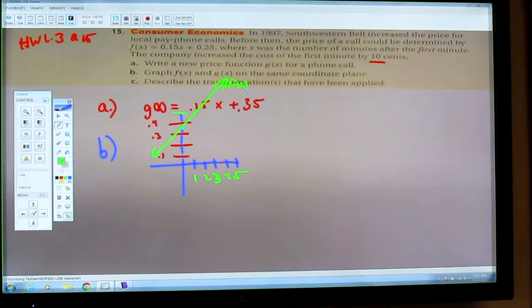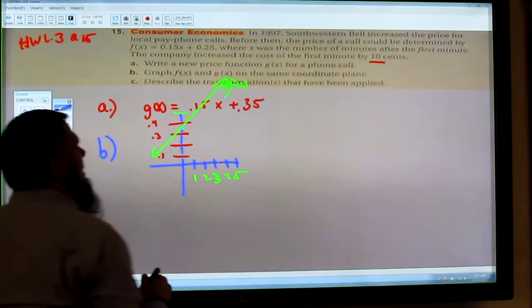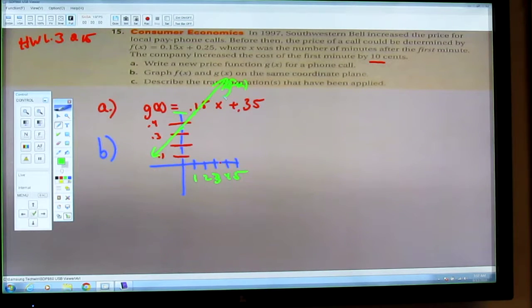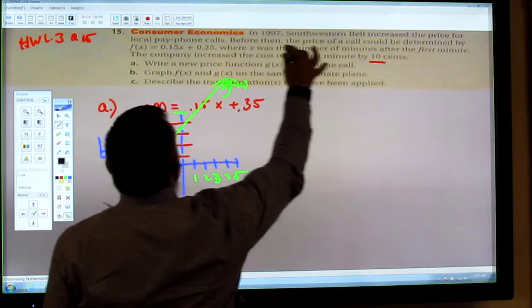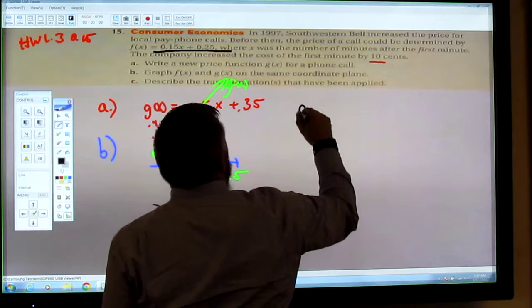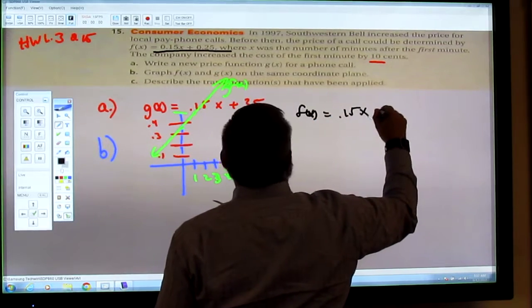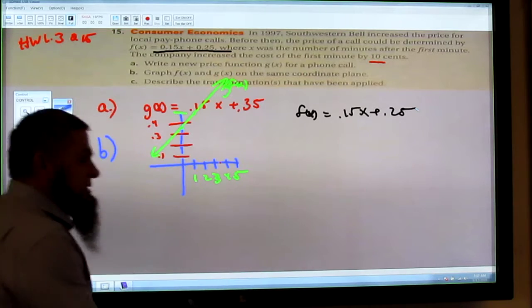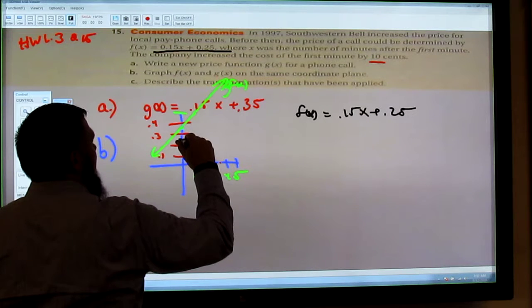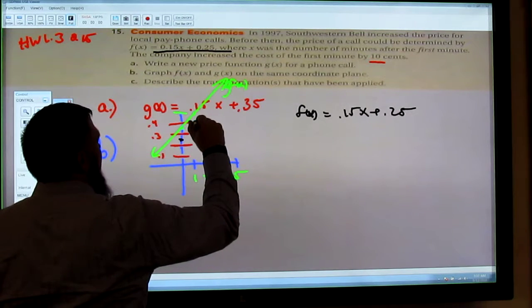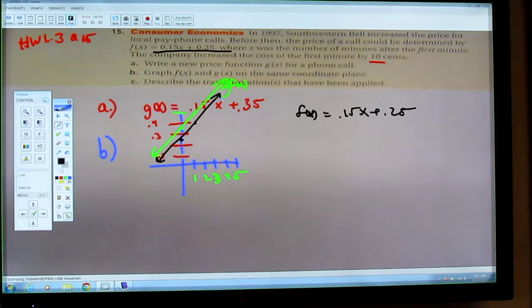Now, where's my graph of f of x going to be? Wait, no, that's my g of x, because that's what I was graphing. So where's my graph of f of x going to be? F of x is 0.15x plus 0.25. So I'm going to be down to here, and it's going to have the same slope, going up 0.15 and over 1. It's going to have the same slope, except it's going to be shifted down.